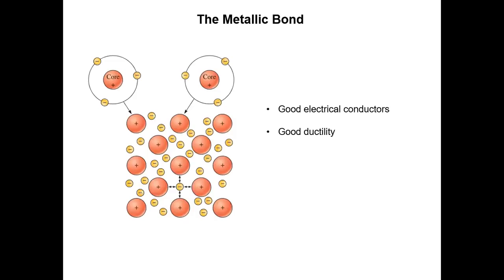So what is a metallic bond? It happens in metals. If an element has a metallic bond, they are good electrical conductors and they have good ductility. Or maybe I will describe these 4 types of bonds in the last recording.